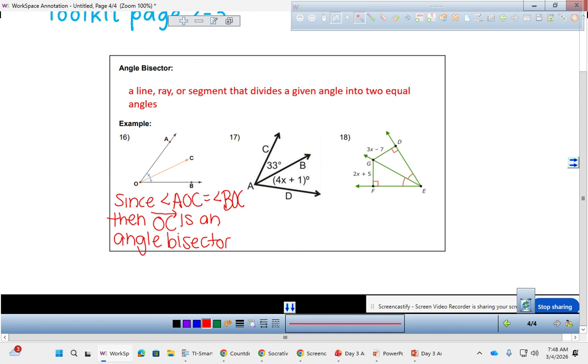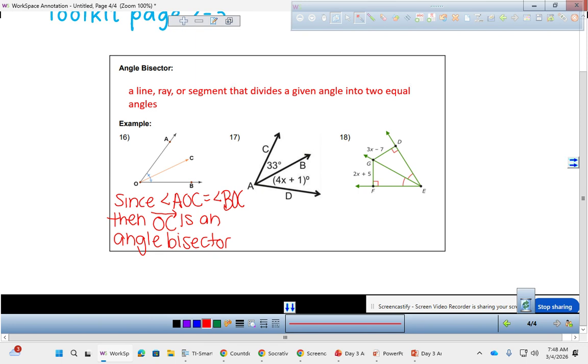I can only say that because I know the angles are equal. If I just had two images and I didn't know the angles were equal, then I couldn't say that. So the tick marks are key for this one. OC is the angle bisector. OC is the thing coming through the angle, creating the two equal parts.